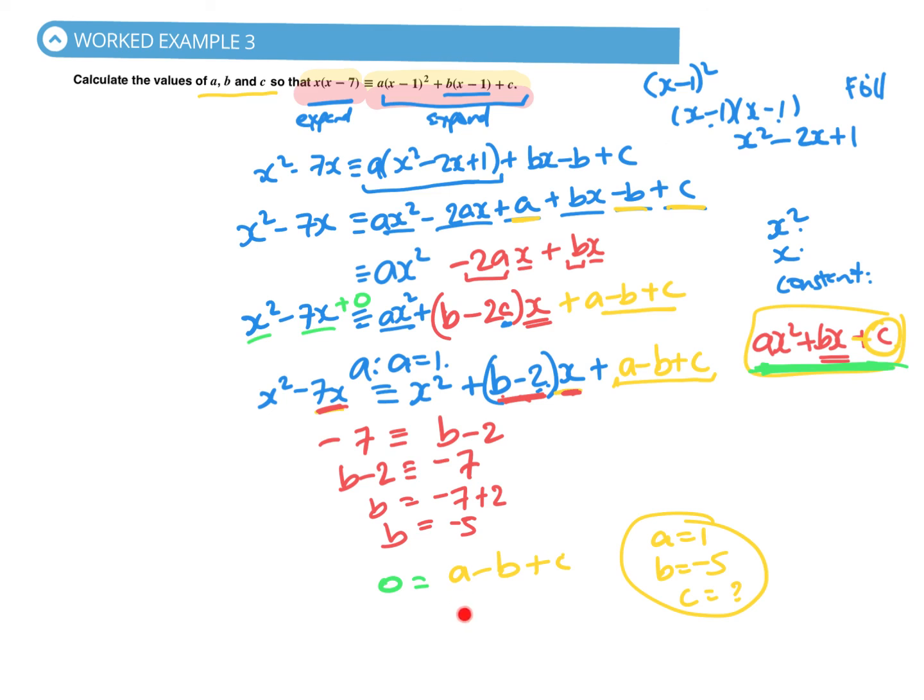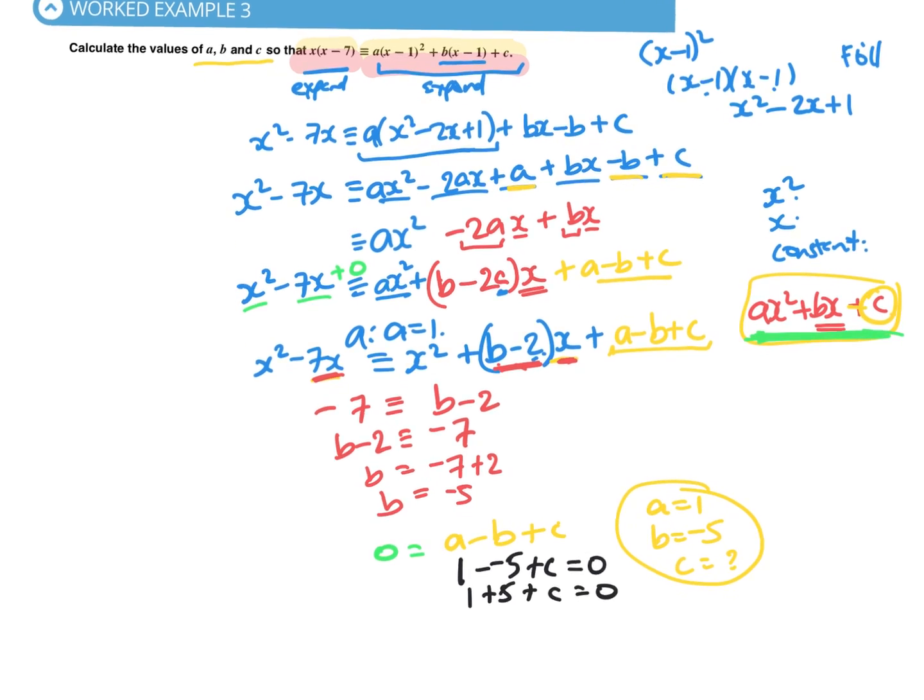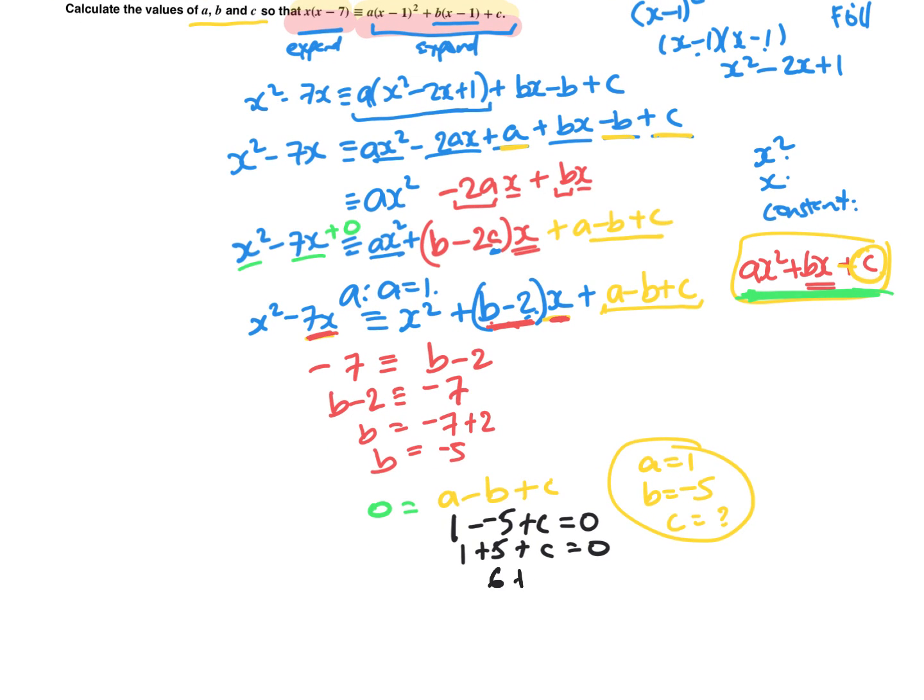We're going to plug these values into the equation and solve for c. So a was 1, b was negative 5, so it's minus negative 5 plus c. That will all equal 0. 1 minus negative 5 is equivalent to 1 plus 5, plus c is 0. Working that through, 6 plus c is 0, so c equals negative 6, which solves that one out. So now we've found all the constants that equate both sides of that equation.